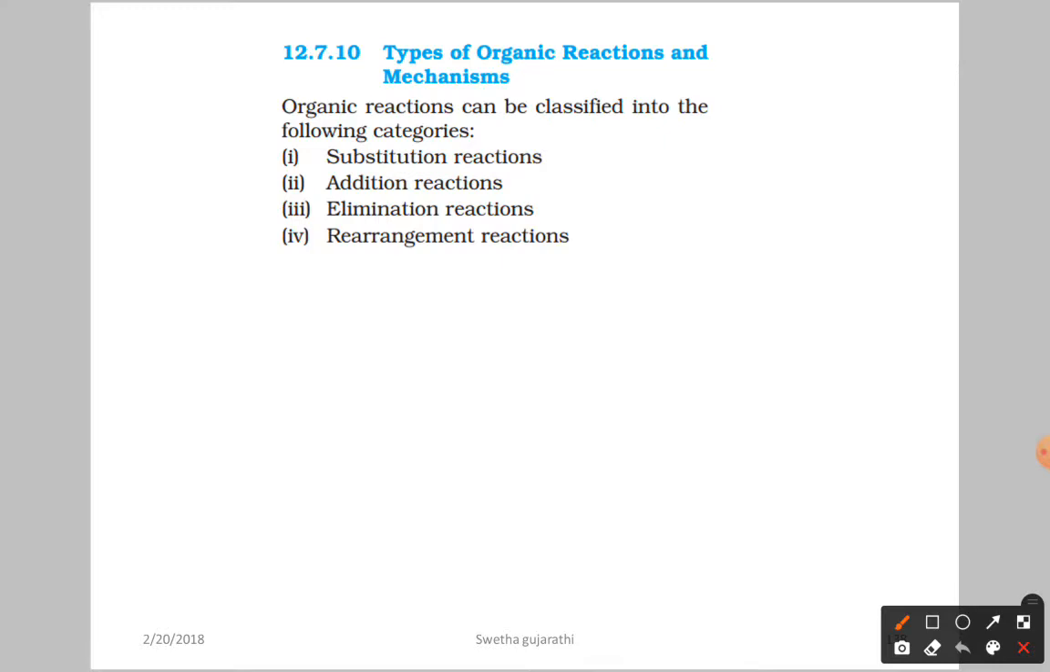Now let us discuss types of organic reactions. The fundamentals are over. Now, how many types of organic reactions are there? Here we have the classification: one, substitution; second, addition reactions; third, elimination; and fourth, rearrangement. Now let us discuss all the reactions one by one.